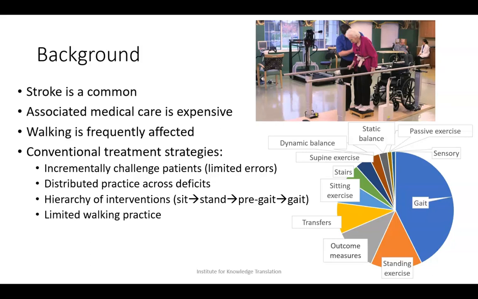And like I alluded to with the pie chart and this hierarchy of interventions, in typical conventional therapy, not a lot of walking practice is actually provided. Observational studies generally see somewhere between around 250 to 300 steps taken in a typical therapy session, which is much less than the 2,500 to 4,000 steps that are feasible in some of the research studies that really focus on trying to maximize the amount of walking practice.